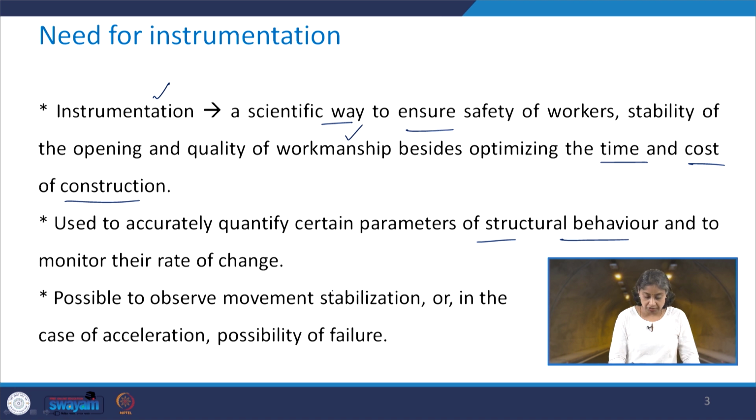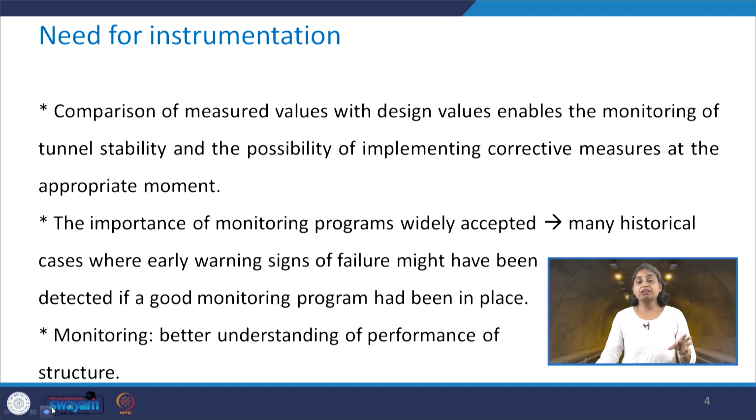It is possible to observe movement stabilization, or in case of acceleration, the possibility of failure by means of instrumentation. One can compare the measured values with the design values. This enables monitoring of tunnel stability and the possibility of implementing corrective measures at an appropriate moment. So, just before failure, or wherever you get a sign of, let us say, excessive deformation or a larger stress level, if you get an idea about the possibility of such things, you can take the appropriate measures at the appropriate time.